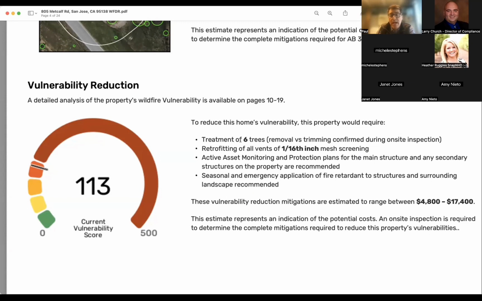We're going to point out the treatments that need to happen to remediate the vulnerabilities that are identified in this report. In this case, there's going to be 6 trees that need to be remediated. We need to confirm the venting is 1/16 of an inch, among some other things. And we provide, again, a cost estimate.